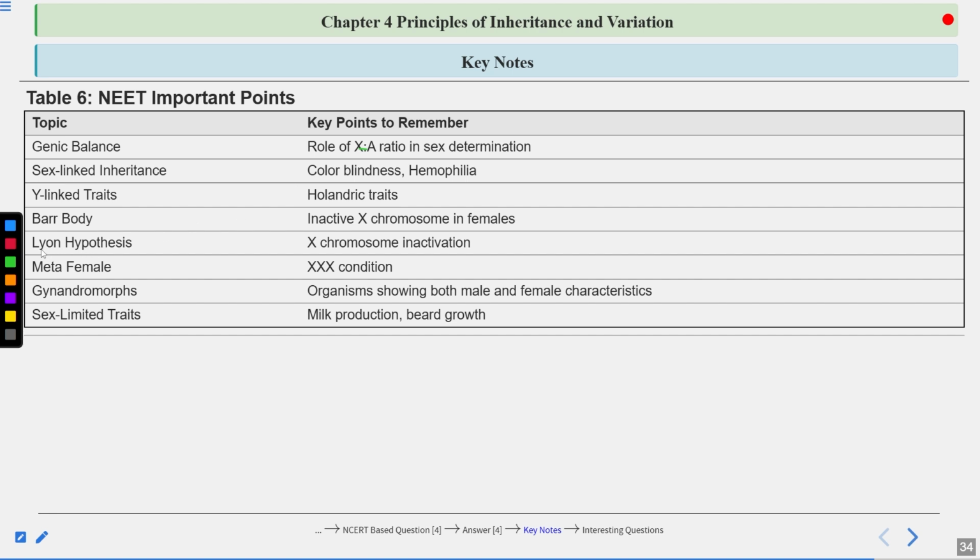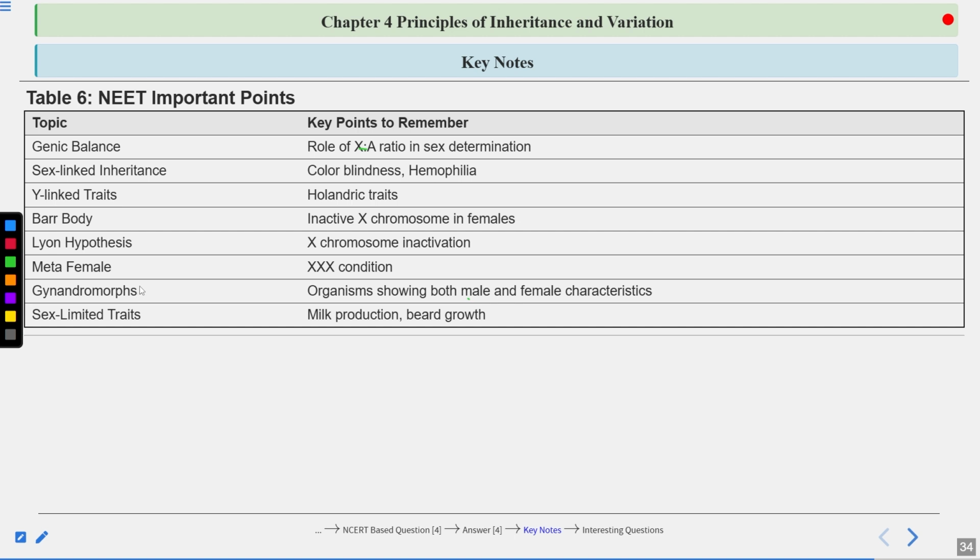Then you should know something about the Lyon hypothesis. This is related to X chromosome inactivation. So sometimes the X chromosome becomes inactivated. Then what is metafemale? It has 3 X chromosomes. Females usually have only 2 X chromosomes, a pair of X chromosomes. If there is one additional X chromosome, this is known as the metafemale. Now gynandromorphs: organisms showing both male and female characteristics. This is gynandromorphs.